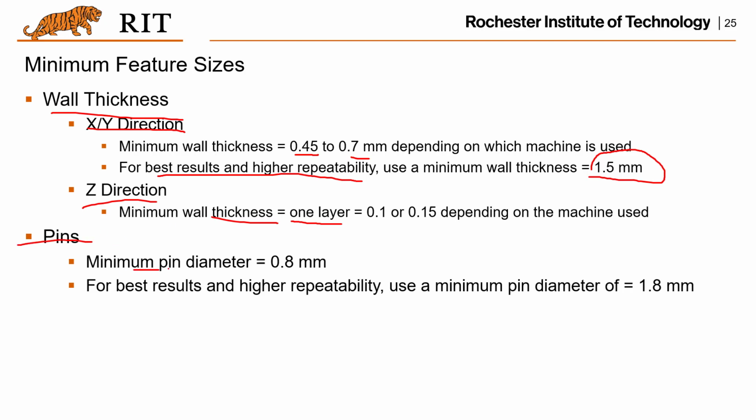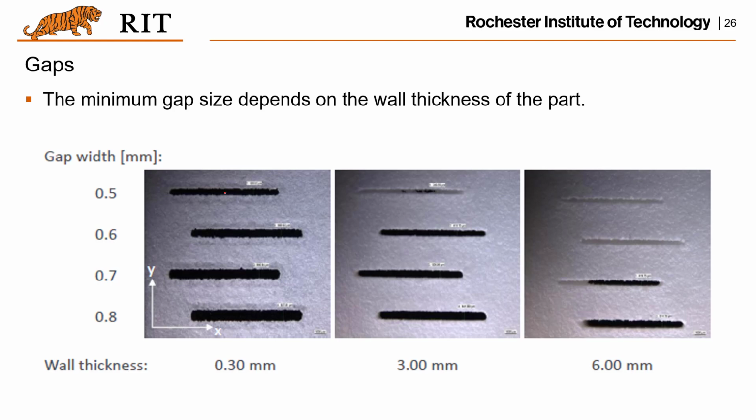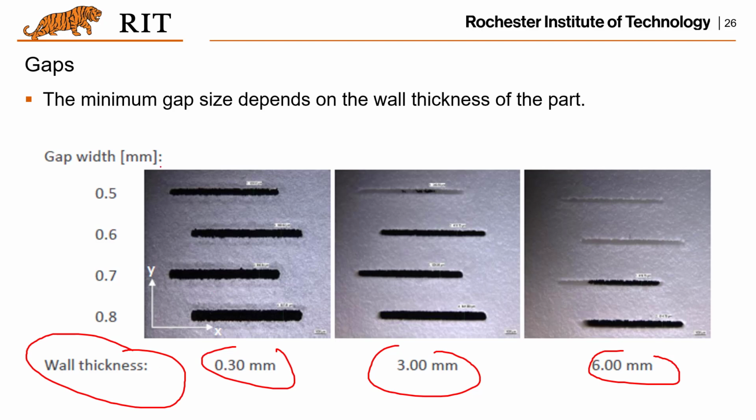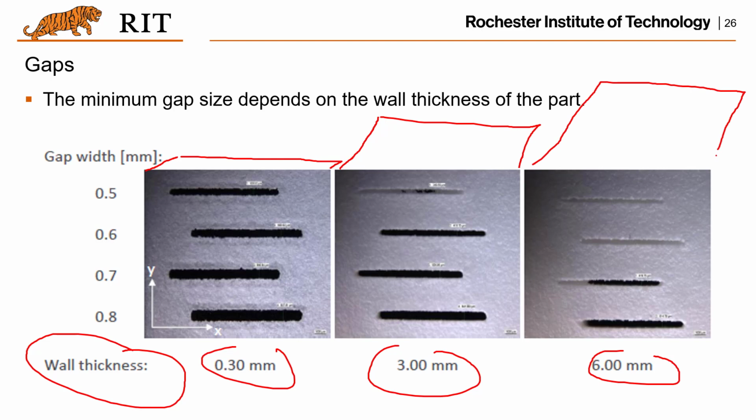And for the pins, the minimum pin diameter is 0.8 millimeter. But again, you want to make it larger, at least double it up to 1.8 millimeter. As you can see here, for different wall thicknesses, the difficulty to print the gap will be different. So what does this wall thickness mean? Let's imagine this surface is part of a block, and you have something like this, and something like this, and even a larger block. This dimension here is 0.3 millimeter, this one is 3 millimeter, and this one is 6. You can see if the wall thickness is bigger, it has more difficulty to print these gaps.